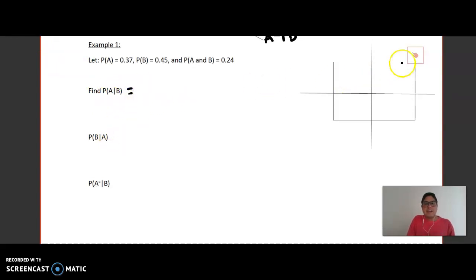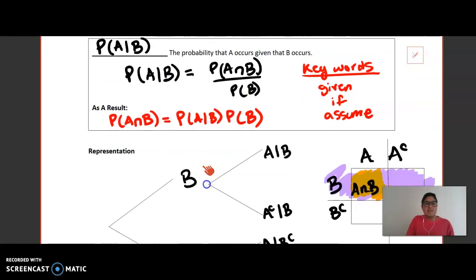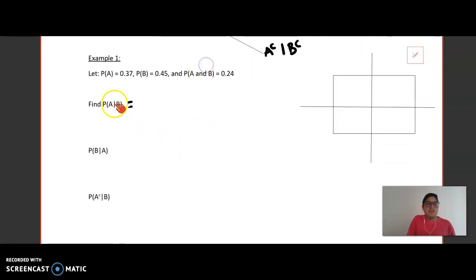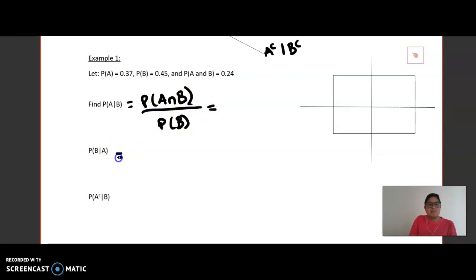So here, again, our general formula is the probability of A given B is this formula here. So notice whatever comes after the bar is usually that condition. So this here is saying the probability that A occurs given that B has occurred. So here's the probability of A and B over the probability of B. And here, this would also be the probability of A and B over the probability that A has occurred.